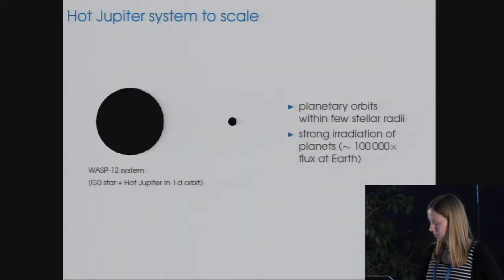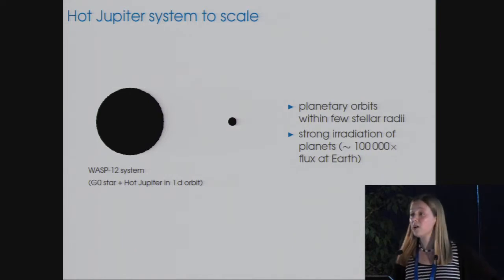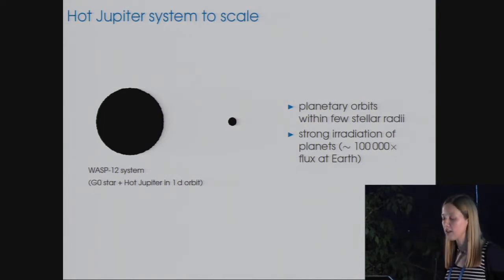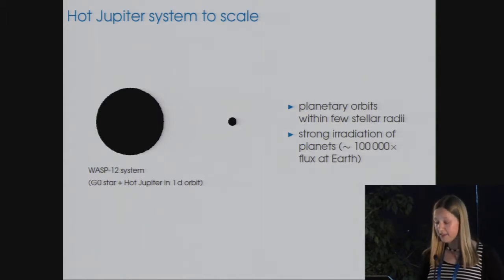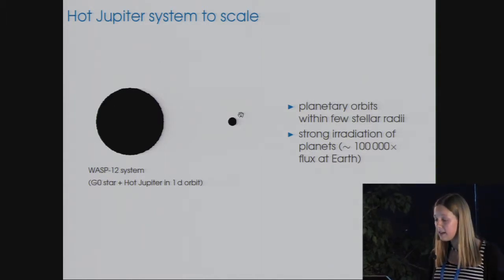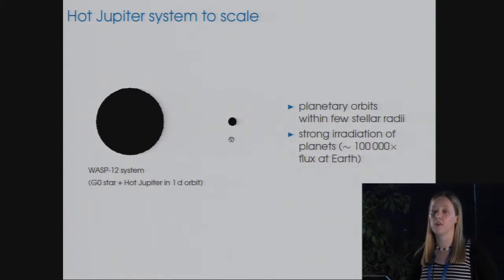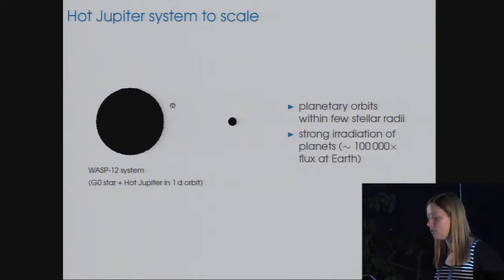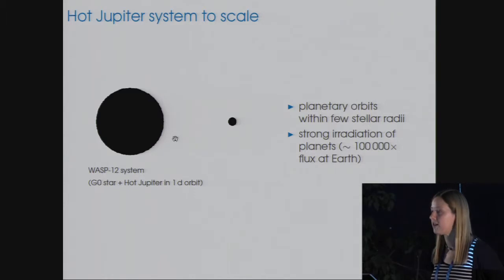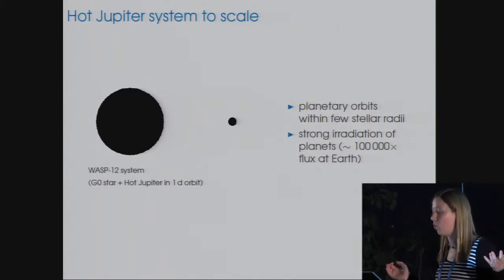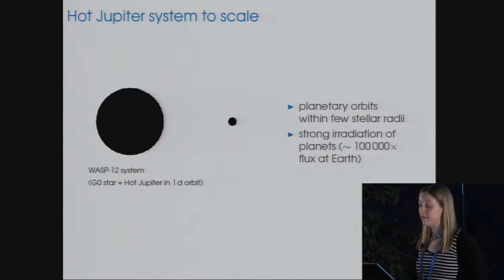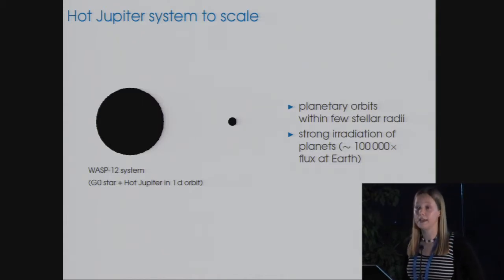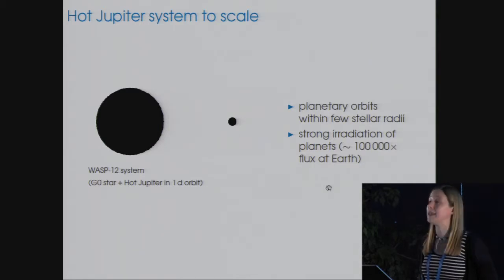If we look at one of those systems plotted to scale, we have here the WASP-12 system, with a G-type host star and a hot Jupiter in a one-day orbit, and this is actually drawn to scale. What we see here is that the hot Jupiter orbits the host star within just a few stellar radii, and the typical large coronal loop lengths can be something like this here. So we're actually in the vicinity of outer coronal loops with these orbits. This, of course, also means that these exoplanets are very strongly irradiated by the host star. In such a case, we have an irradiation level that is about 100,000 times stronger than the irradiation of our own Earth.